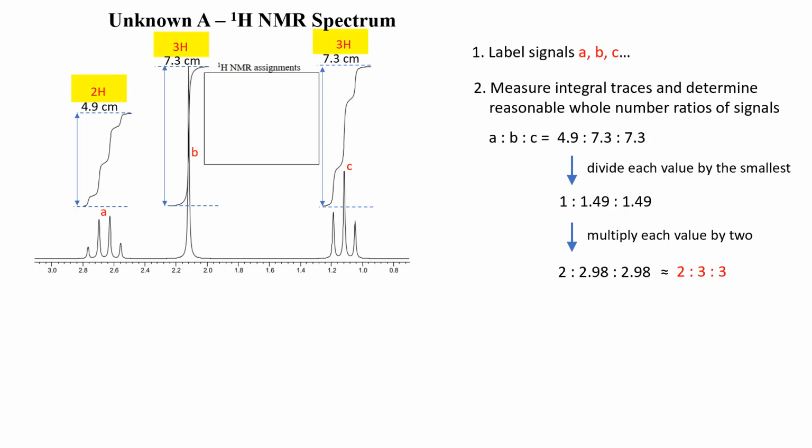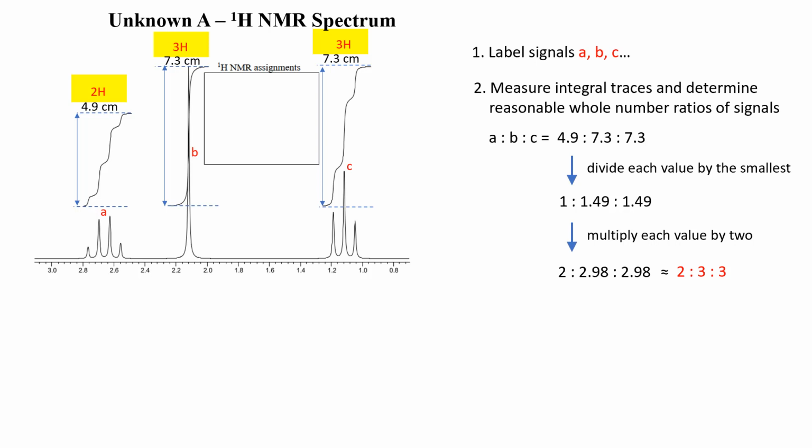It's important to note that this is the simplest whole number ratio of the protons represented by the signals. The actual number of protons might be different. It might be some larger multiple of this. For example, you could have 2 to 3 to 3 actual protons, or you might have 4 to 6 to 6 actual protons. It depends on the molecular formula of the molecule, and we don't know that yet.